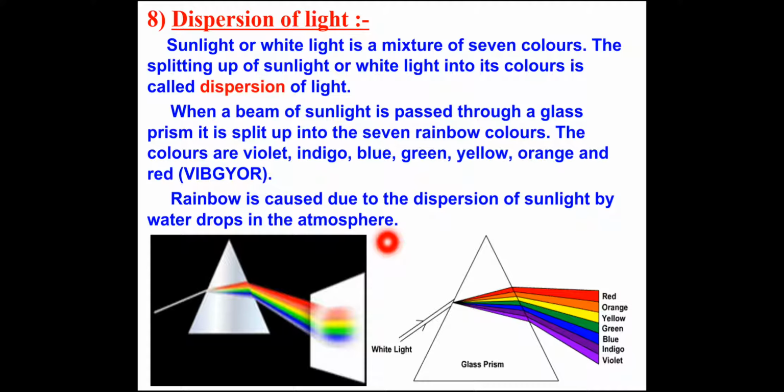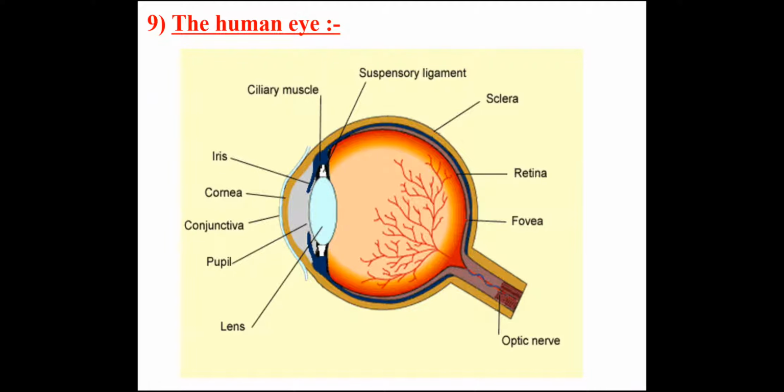So why are we able to see a rainbow during the rainy season when there is warm sunlight as well as rain? Because of the dispersion of sunlight by the water drops in the atmosphere. Water drops are present, and the dispersion of sunlight takes place with the help of water drops. That's why rainbow formation can take place at that time.